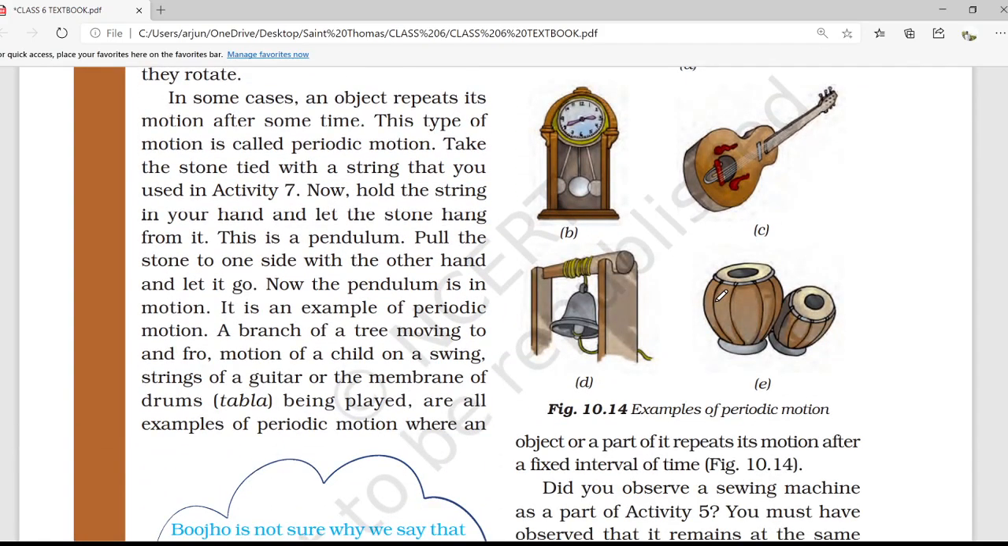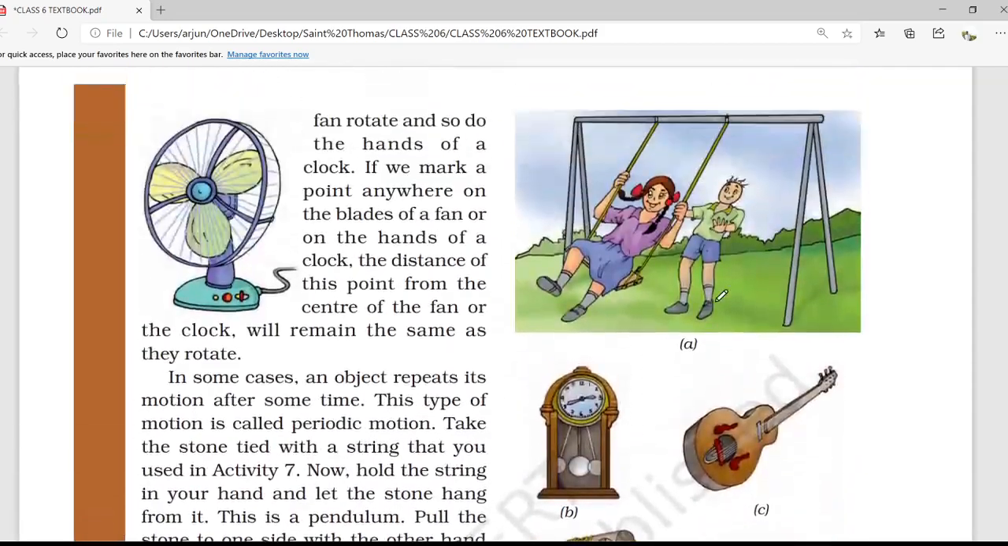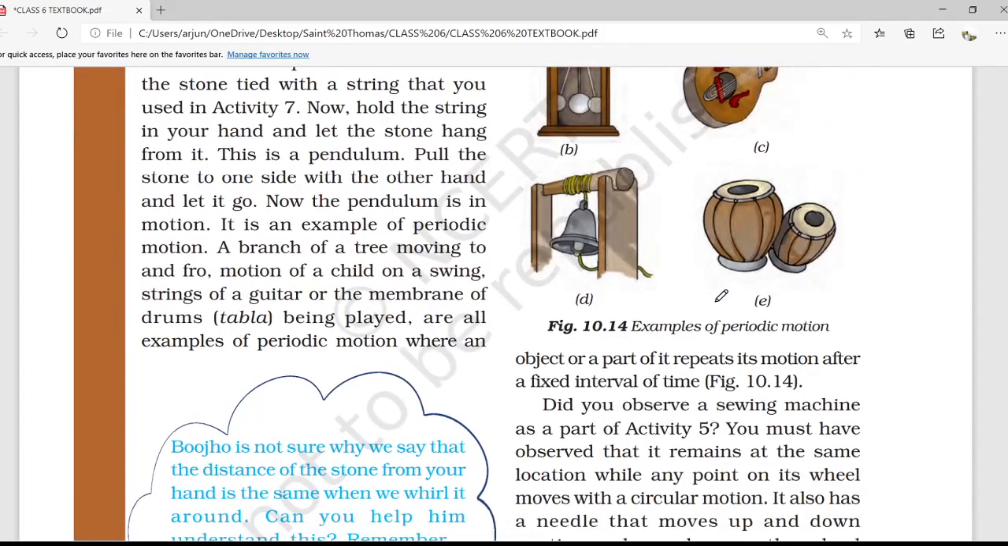A branch of a tree moving to and fro, the motion of a child on a swing, the string of a guitar, or the membrane of a drum or tabla being played are all examples of periodic motion, where an object or a part of it repeats its motion after a fixed interval of time.